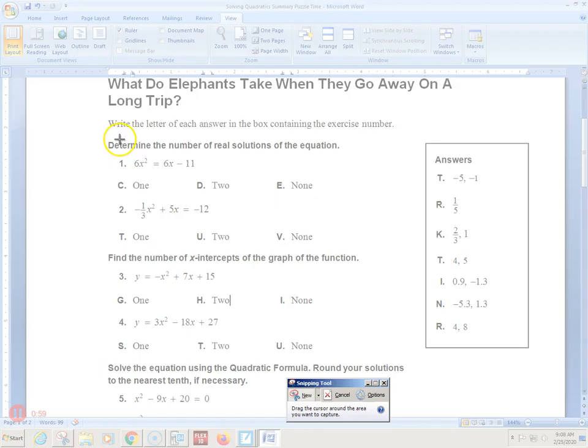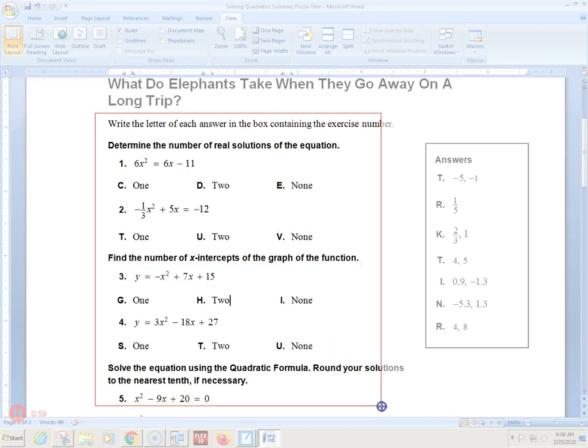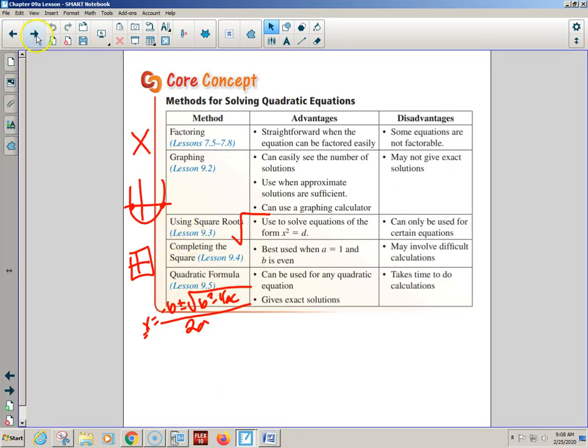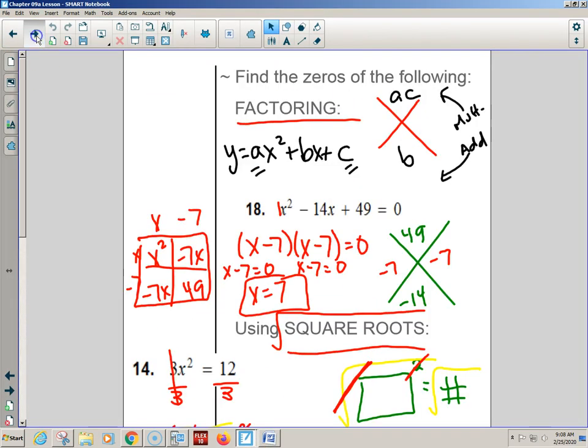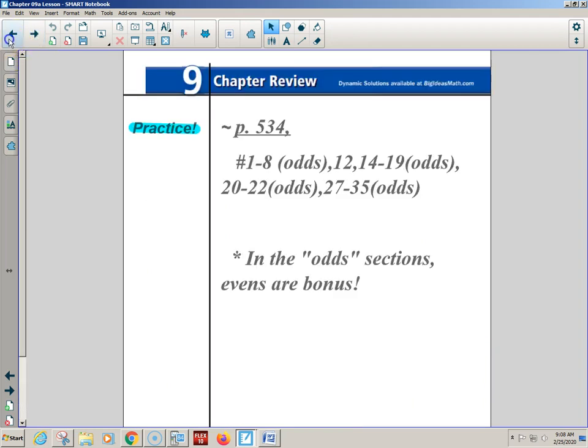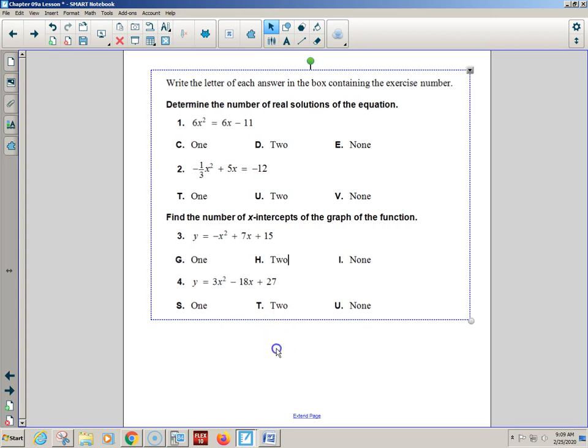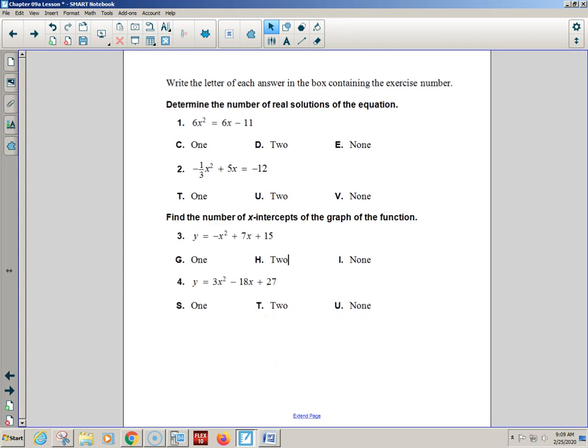So let's go ahead and take this real quick, and let's see how you did. My hint was you should probably try to find the discriminant. Let's go ahead and get it in our notes. So let's just go for guesses.